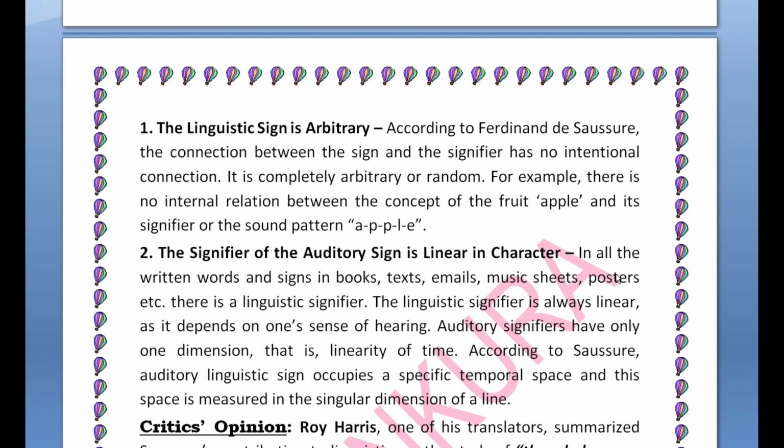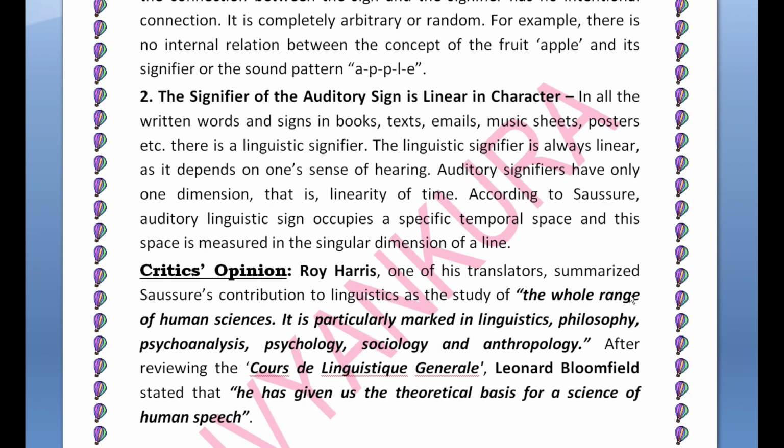2. The signifier of the auditory sign is linear in character. In all the written words and signs in books, texts, emails, music sheets, posters, etc., there is a linguistic signifier. The linguistic signifier is always linear, as it depends on one's sense of hearing. Auditory signifiers have only one dimension, that is, linearity of time. According to Saussure, an auditory linguistic sign occupies a specific temporal space, and this space is measured in the singular dimension of a line.